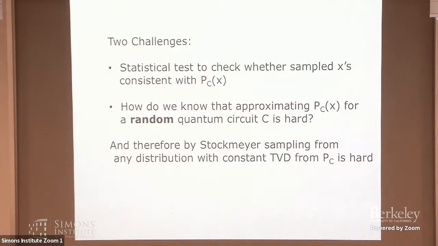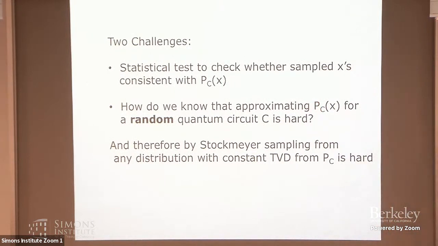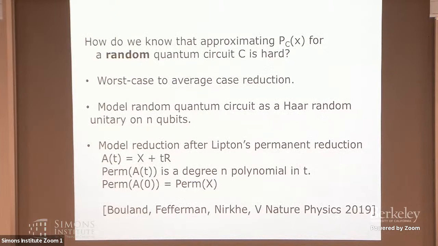Okay, so now let me just briefly talk about what we know with respect to this second question. How do we know that it's hard for random quantum circuits, or to what extent do we know that? And then a little bit about the statistical test. So how do we know that approximating this output probability for a random quantum circuit is hard? Well, we want a worst case to average case reduction.